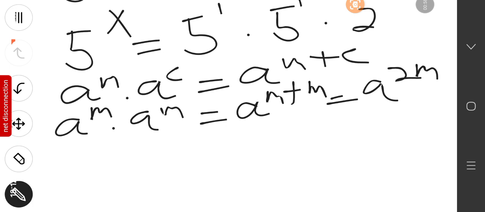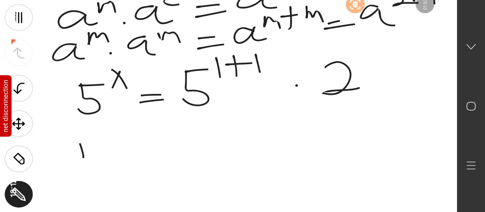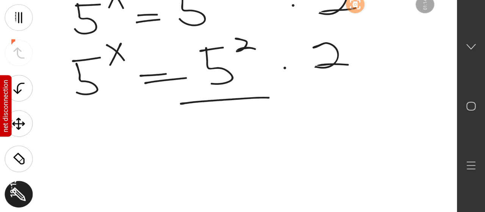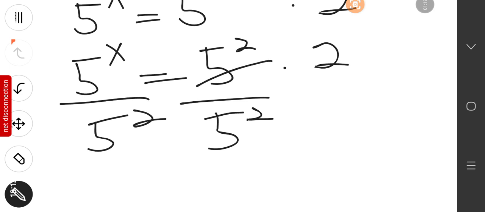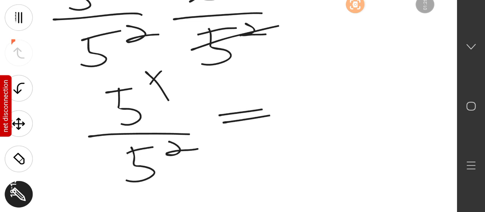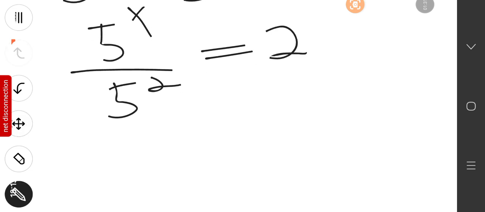Okay, so our equation becomes 5 exponent x equals 5 exponent 1 plus 1 times 2. So we are going to have 5 exponent x equals 5 squared times 2. All right, so let's divide here by 5 exponent 2, here by 5 exponent 2. So this cancels this. So we are left with 5 exponent x over 5 squared equals 2.